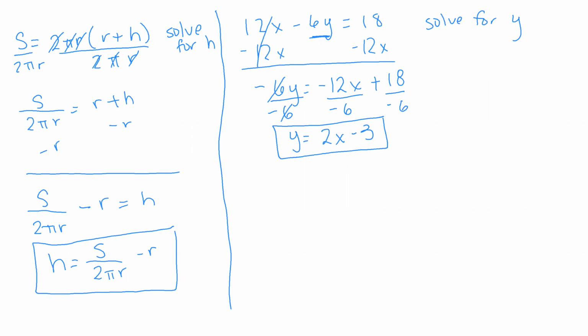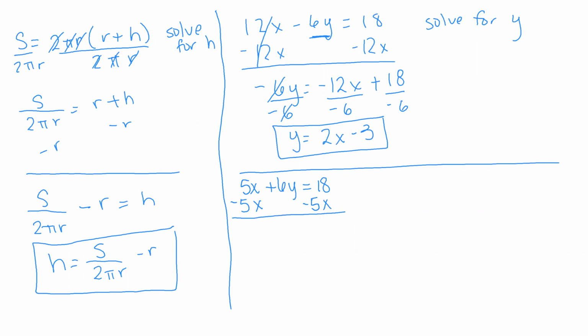All right. So another one, just to make sure we understand how that works. We have 5x plus 6y equals 18. We again want to solve for y, so I would subtract my 5x. I want to isolate the term that contains the y. 5x on the left cancels. I'm left with positive 6y equals negative 5x plus 18.